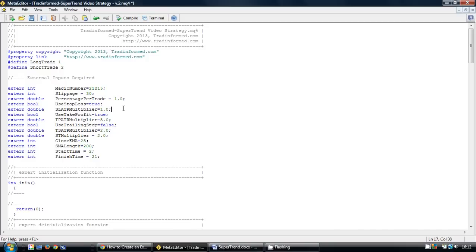The next thing we're looking at is use take profit. So we're telling the expert advisor whether or not to use our take profit, our profit target, and again we're using an ATR multiplier to set this profit target, and here we are setting a value of 5, so that if we enter a trade on this basis, we will have a maximum reward to risk ratio of 5 to 1.